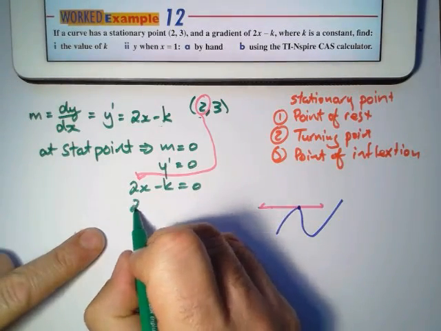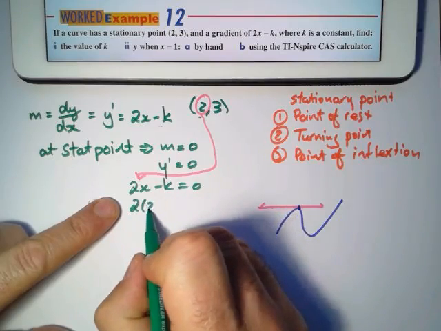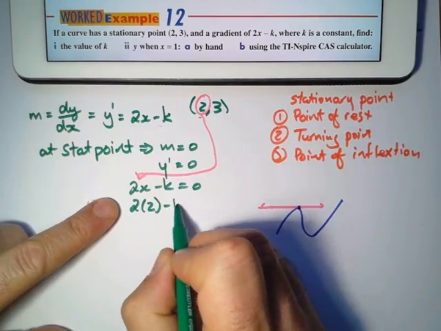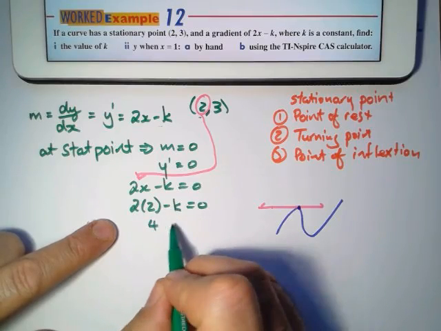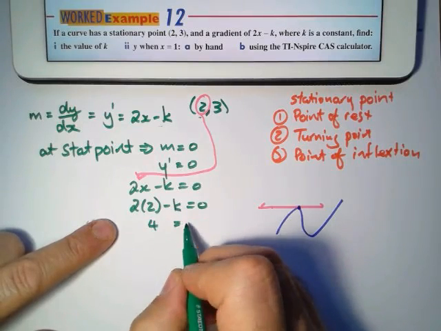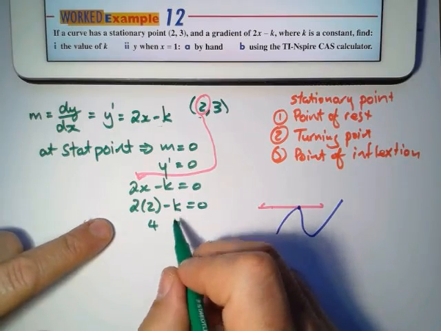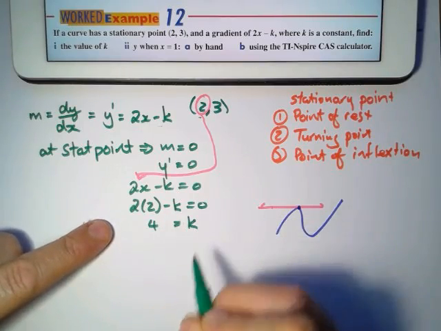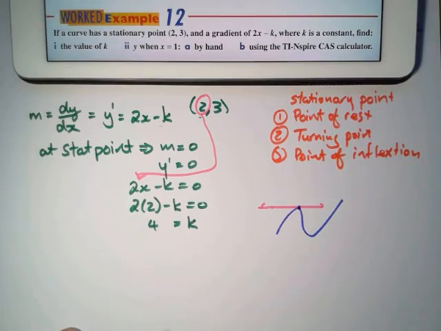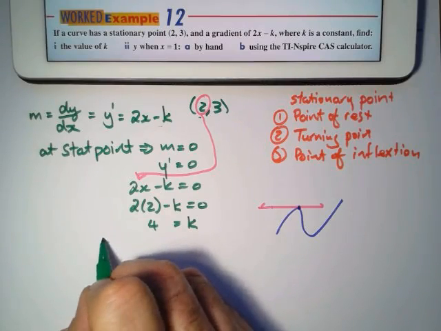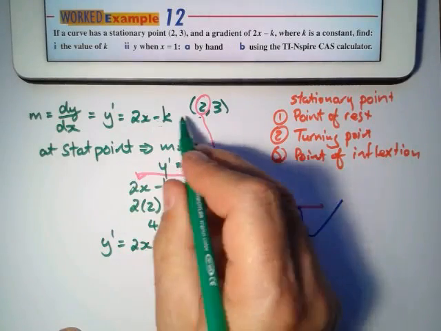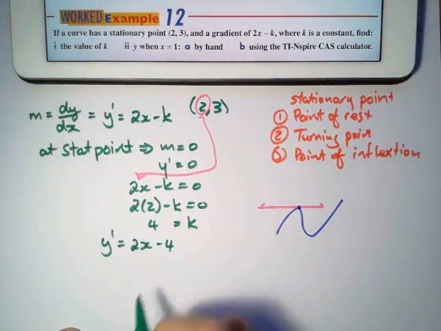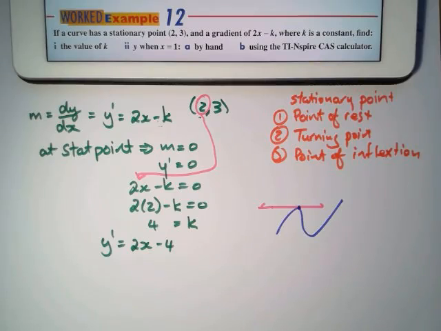Okay, so I'm going to say 2 times that x is 2, minus k, that's what I want to find out, equals 0. 2 times 2 is 4. Negative k goes to the other side, so add k. So k equals 4. So what do I know? I know that the derivative of y equals 2x minus, what's k? Minus 4. So that's my new equation.